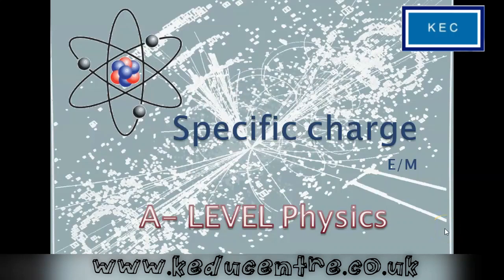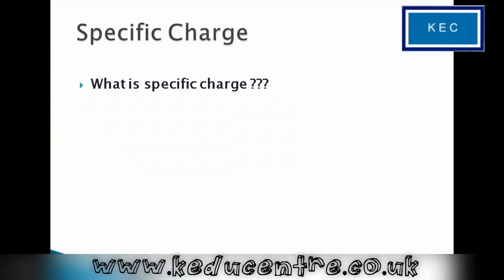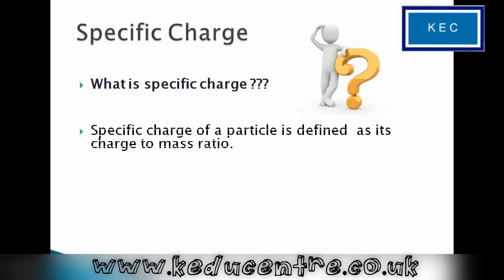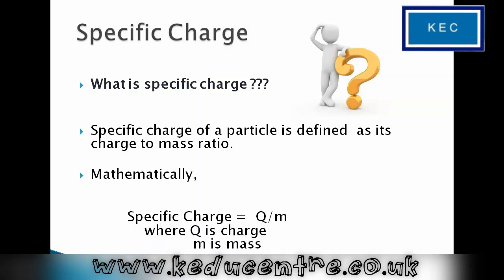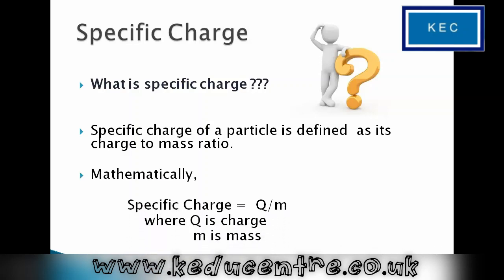Hello students, so today we're going to look at specific charge in physics. First of all, we have to understand what exactly is specific charge. Specific charge is defined as the charge to mass ratio of a particle. Mathematically, specific charge is equal to Q by m, where Q is the charge of the particle and m is the mass of the particle.